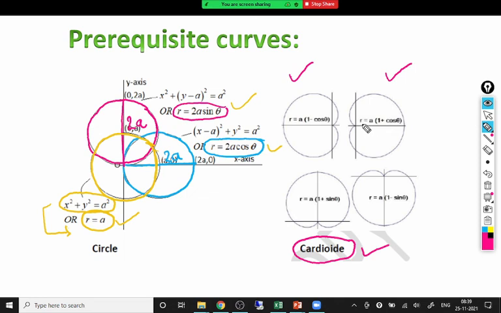Why is it a right hand cardioid? Because the maximum length is 2a, and that is on the right side. So it is a right hand cardioid. There are upper cardioid and lower cardioid also. Why is it a lower one? Because the maximum length 2a is downward. And here the length 2a is upward, so it is the upper cardioid. Out of that, the right hand cardioid and left hand cardioid you have to remember.